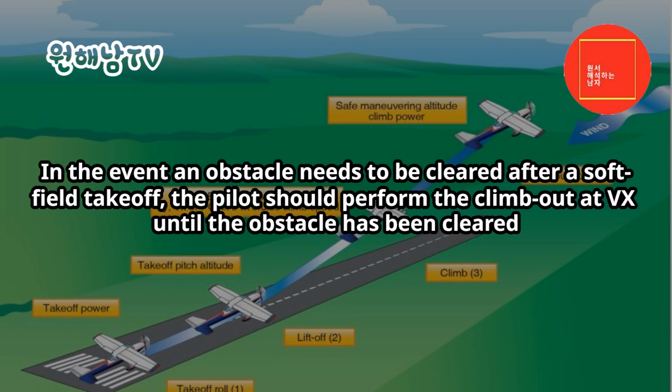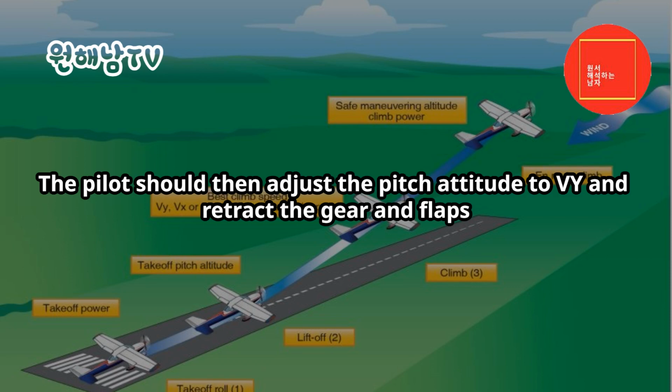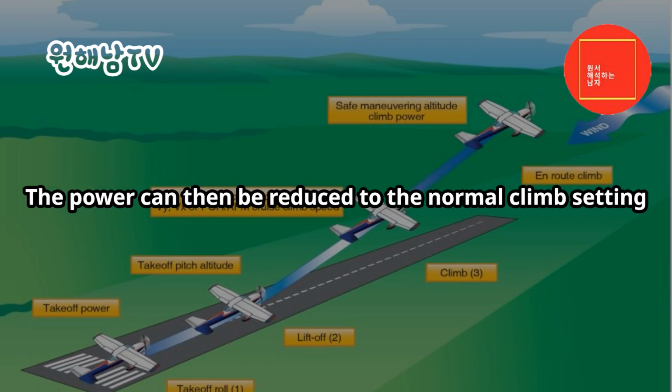In the event an obstacle needs to be cleared after a soft field takeoff, the pilot should perform the climb out at Vx until the obstacle has been cleared. The pilot should then adjust the pitch attitude to Vy and retract the gear and flaps. The power can then be reduced to the normal climb setting.